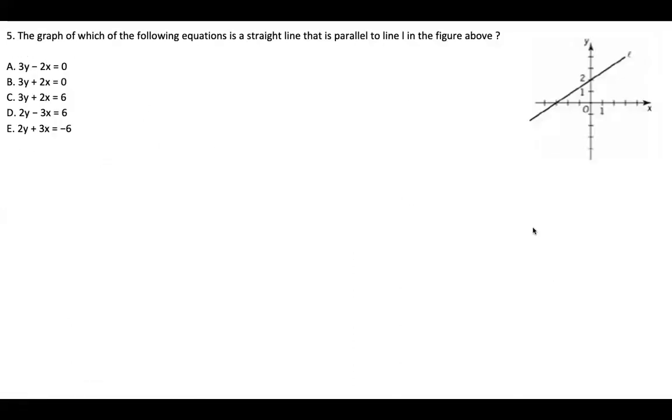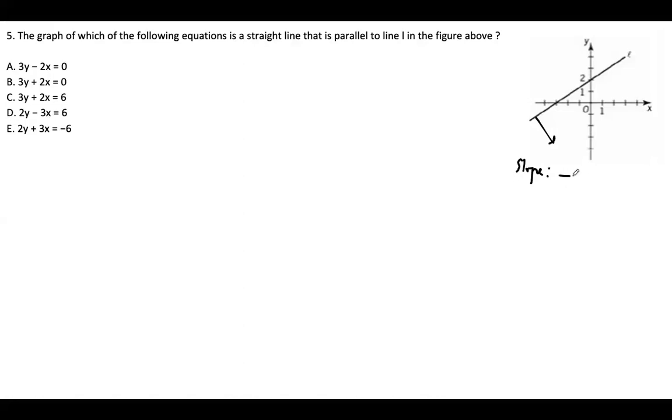Okay, question number 5. Astha, go on. Go for question number 5. The graph of which of the following equations is a straight line that is parallel to line L in the figure above? Okay, so first of all, find the slope quickly of this line.